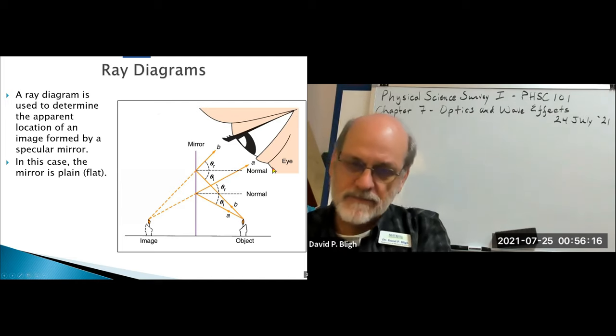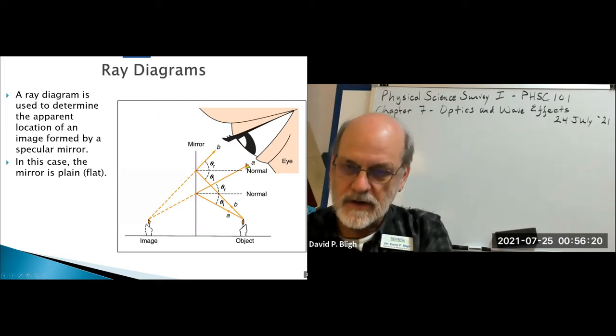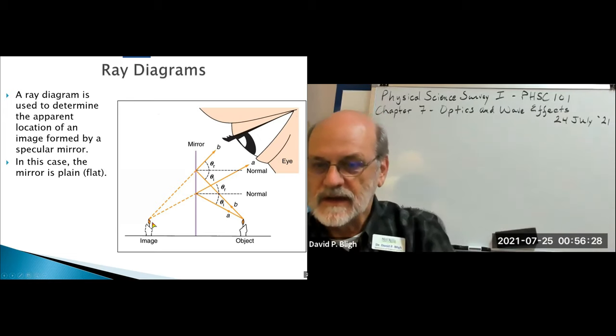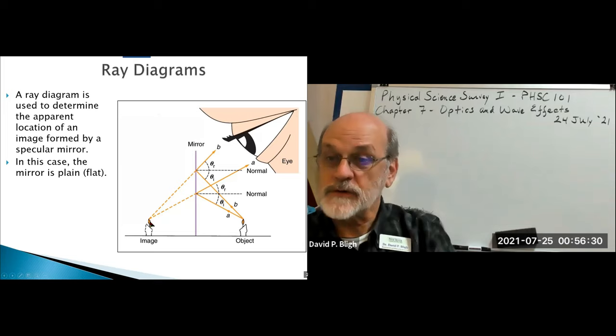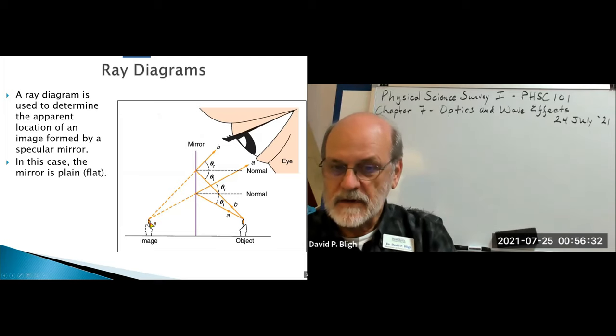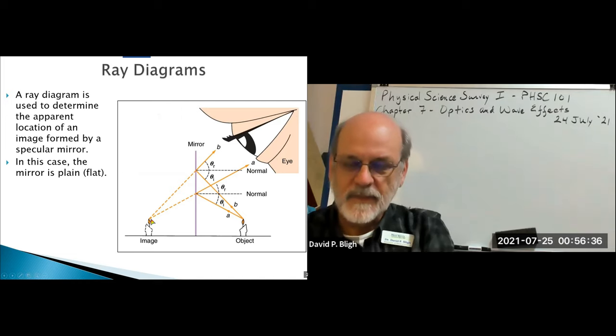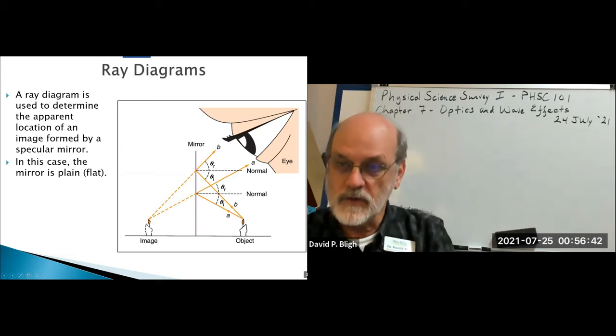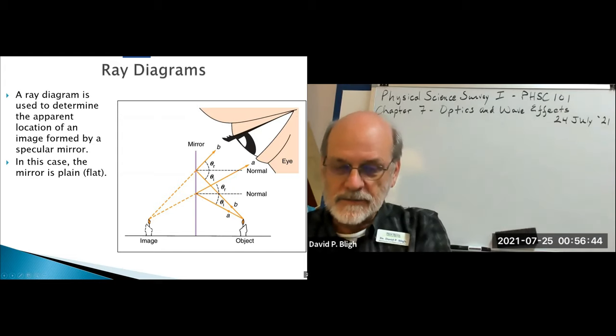And if we track backwards through the mirror, this reflected ray will take us back to a point that corresponds to an image of the object. Now we're going to talk about this in a little more detail and how to construct ray diagrams for reflective surfaces.